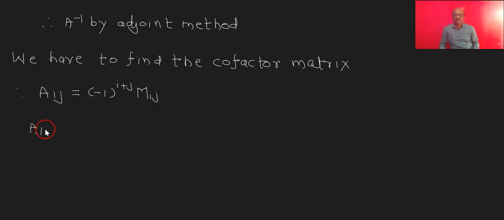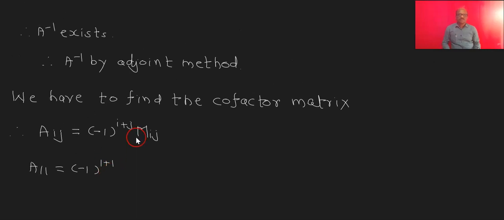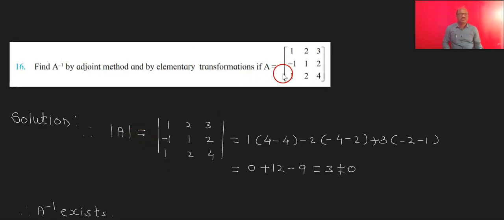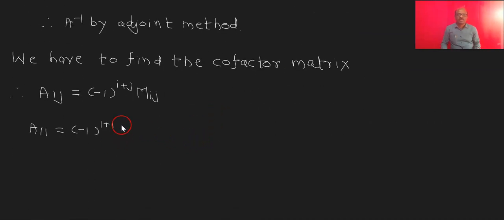Therefore, the first element, that is A11, is minus 1 raised to 1 plus 1, that is, you will get 1, 2 and 2, 4. That is equal to 4 minus 4, which is 0.